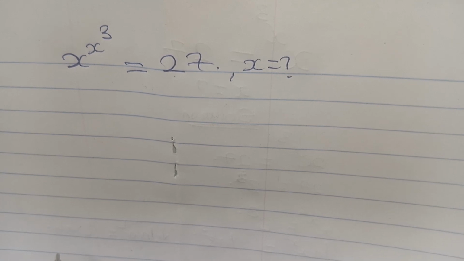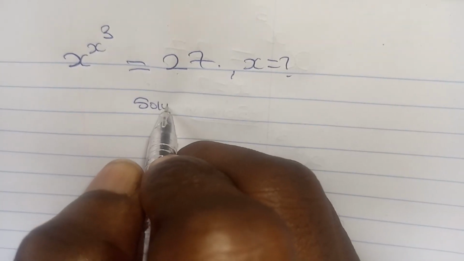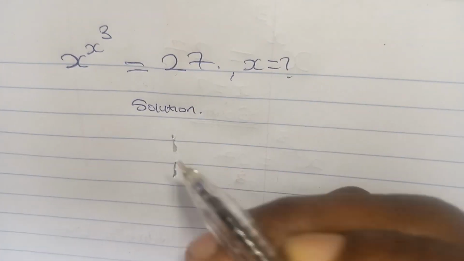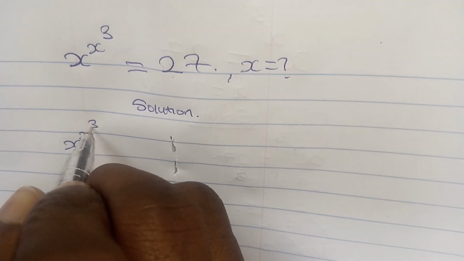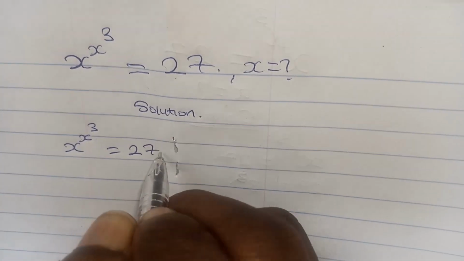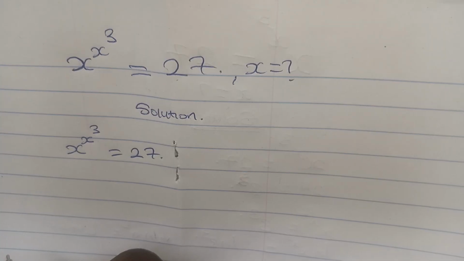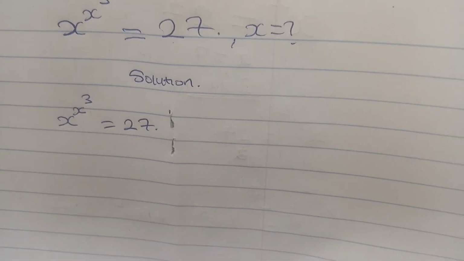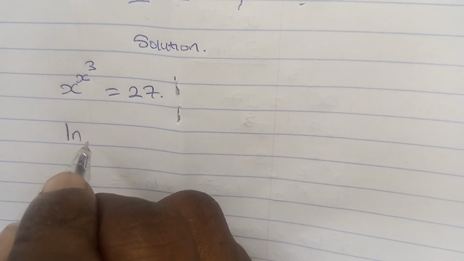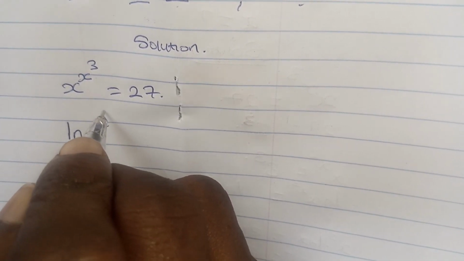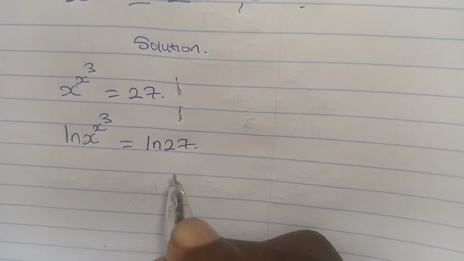So let's see how we can solve this nice challenge. Solution. Okay, so write the question, which is x to the power of x to the power of 3 is equal to 27. The next thing we can do is to take the natural log of both sides of the equation. If we do that, we have ln of x to the power of x to the power of 3 is equal to ln 27.